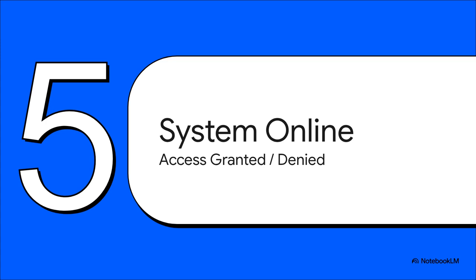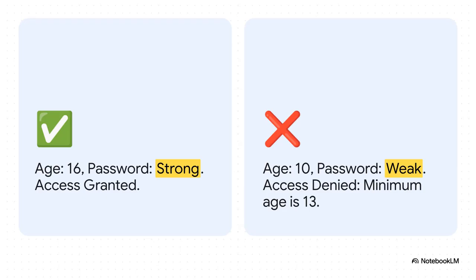Now for the really fun part. Let's plug them all together and bring our Fan Zone Access System online. Let's watch this thing work. We've got 2 different users here. On the left, we have Jenny. She's 16. That's a check made by our math power-up. Her password is long enough, so our string power-up says it's strong. The result, access granted. Simple.